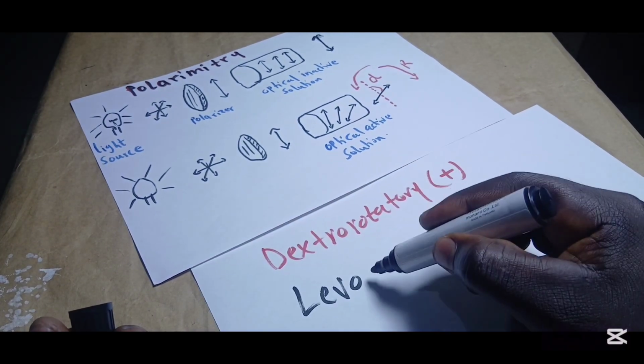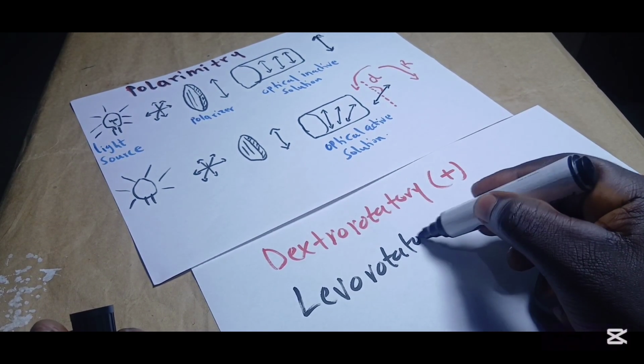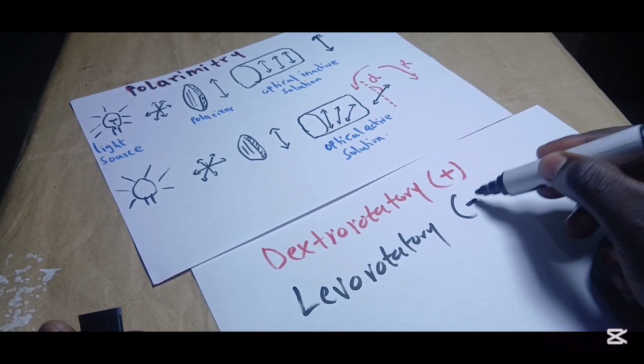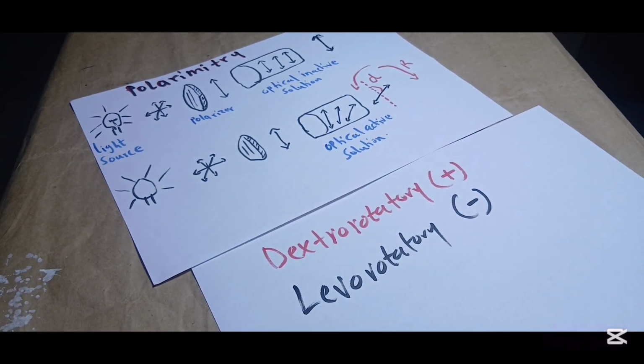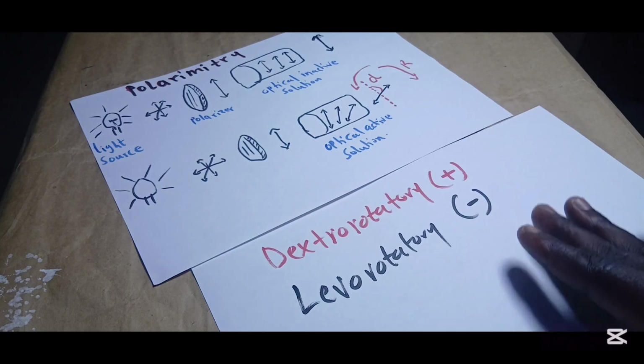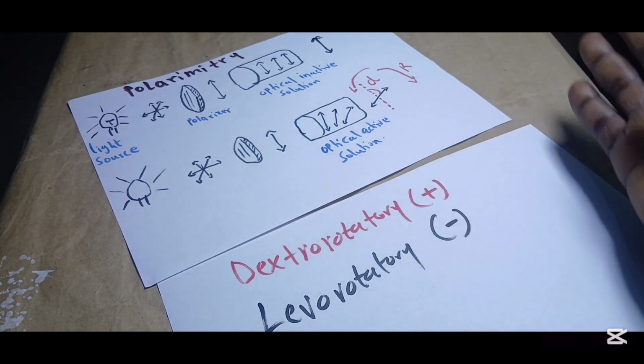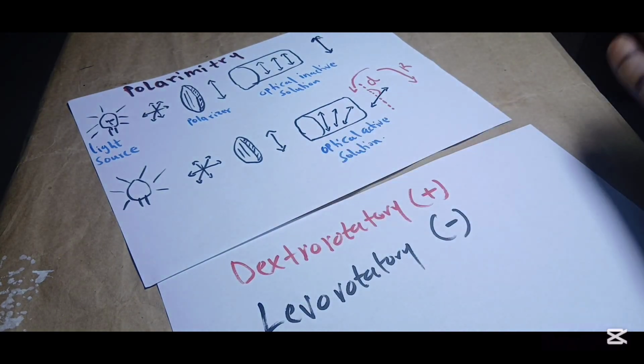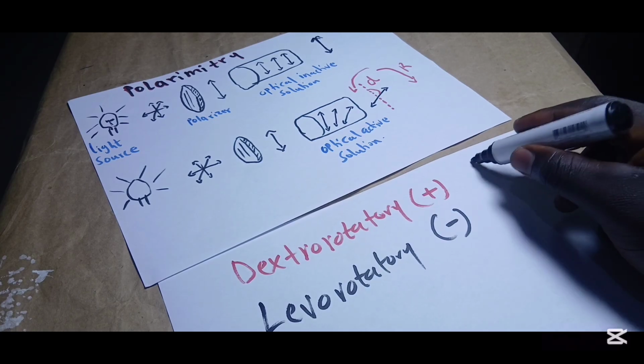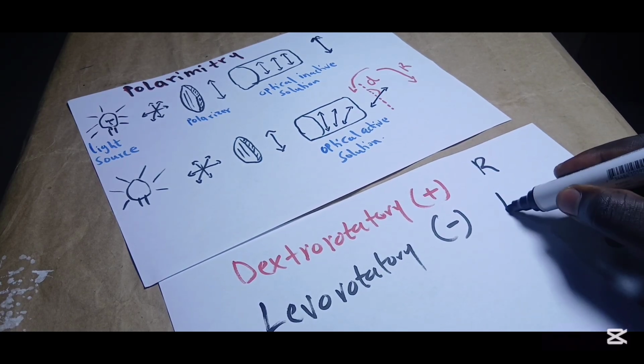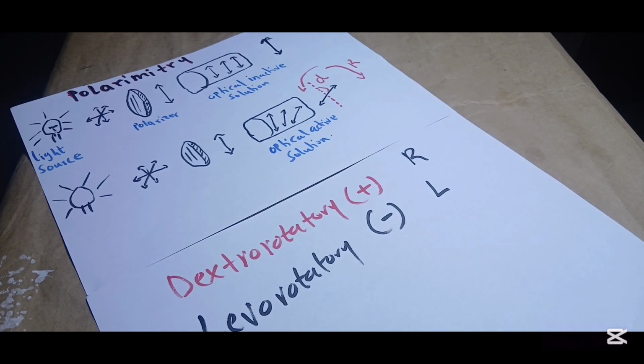If it turns to the left-hand side, which is counterclockwise, it is levorotatory, usually indicated by the minus sign. So depending on the nature of the solution, it will turn to the left or the right. To the right is dextrorotatory, and to the left is levorotatory. So that is how the polarimeter works.